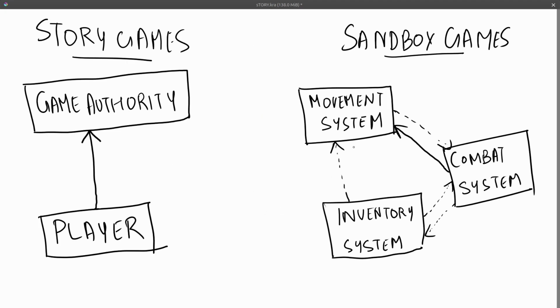In sandbox games, if you look at the right, we have a bunch of different systems. So it is easier to code. But in the case of story games, there's a linearity in the way things are executed. Therefore, we introduce a game authority class, this one here, and everything else like player, NPCs, and everything will be dependent on this authority class.